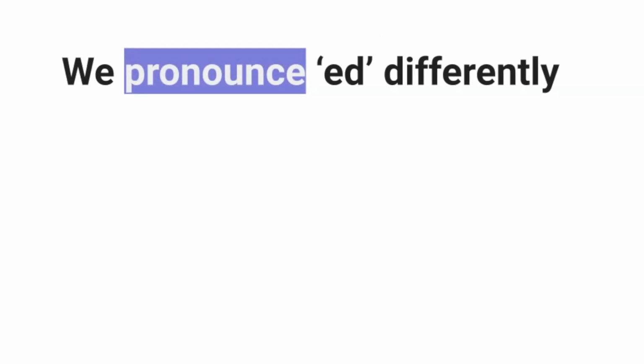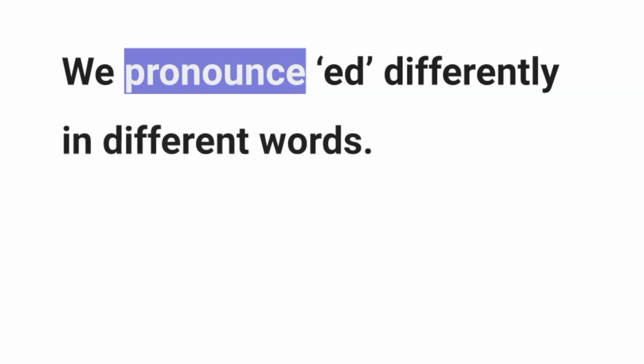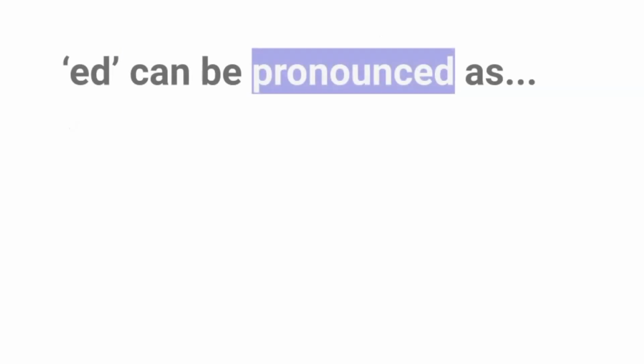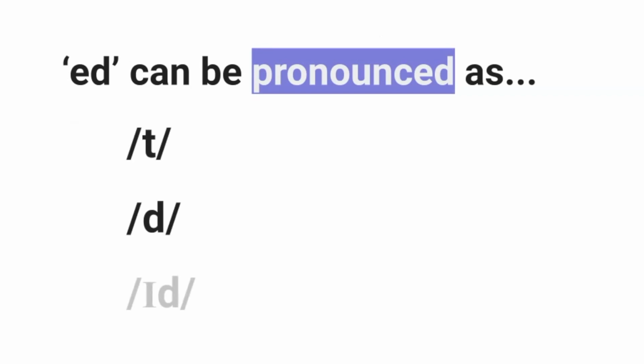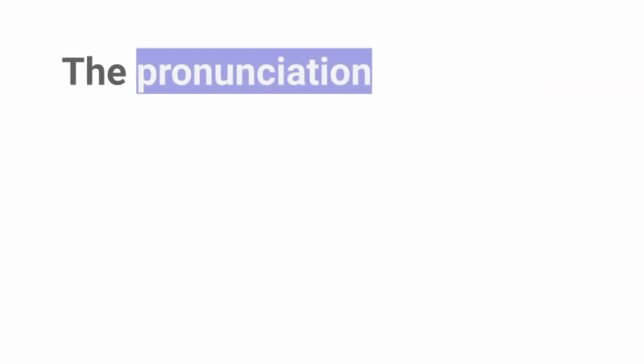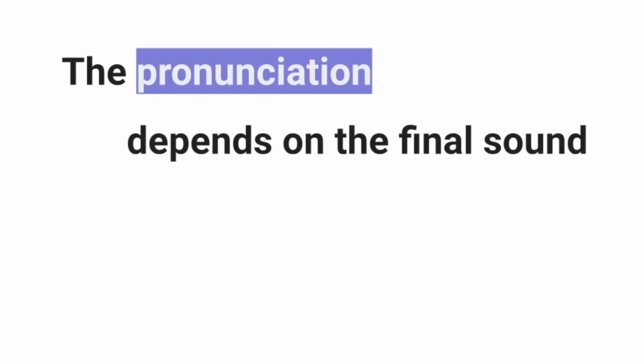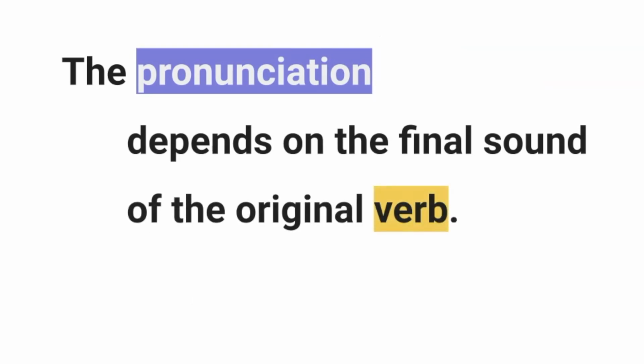What is going on? How do the same two letters, ed, make different sounds? We pronounce ed differently in different words. Ed can be pronounced as t, d, or id. So it has three pronunciations: t, d, id. The pronunciation depends on the final sound of the original verb.